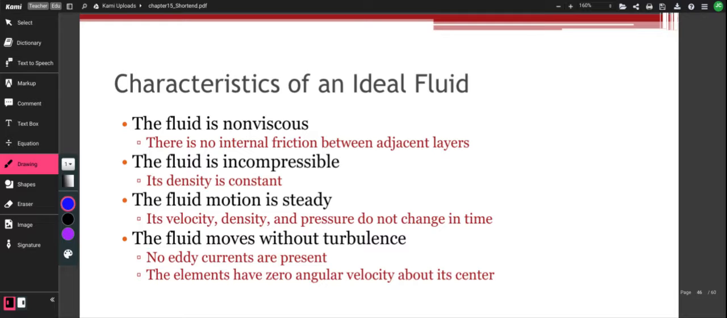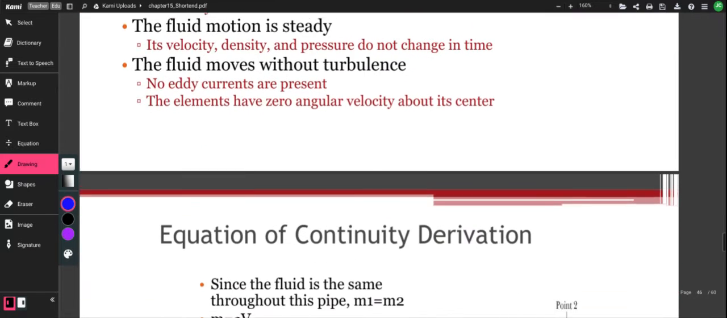We are going to assume we have ideal fluids. On the screen, you can see some of the properties of ideal fluids. They're non-viscous, they're incompressible, their motion is steady, and they move without turbulence. This is not how the real world works, but changing one of these to being a dynamic value, for example, the fluid is accelerating and speeding up and slowing down, creates a wide variety of mathematical challenges that require calculus and math that we do not need at this time.